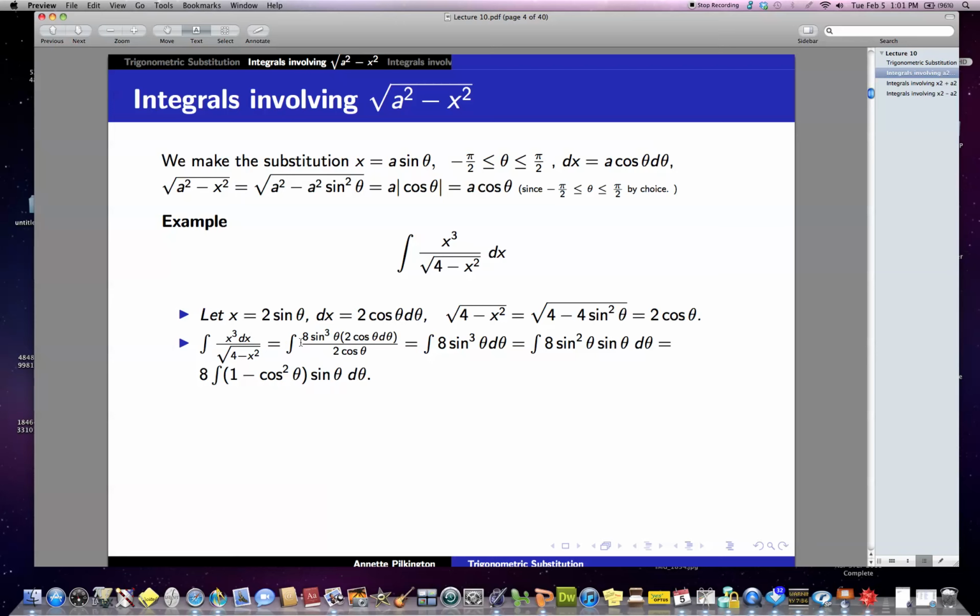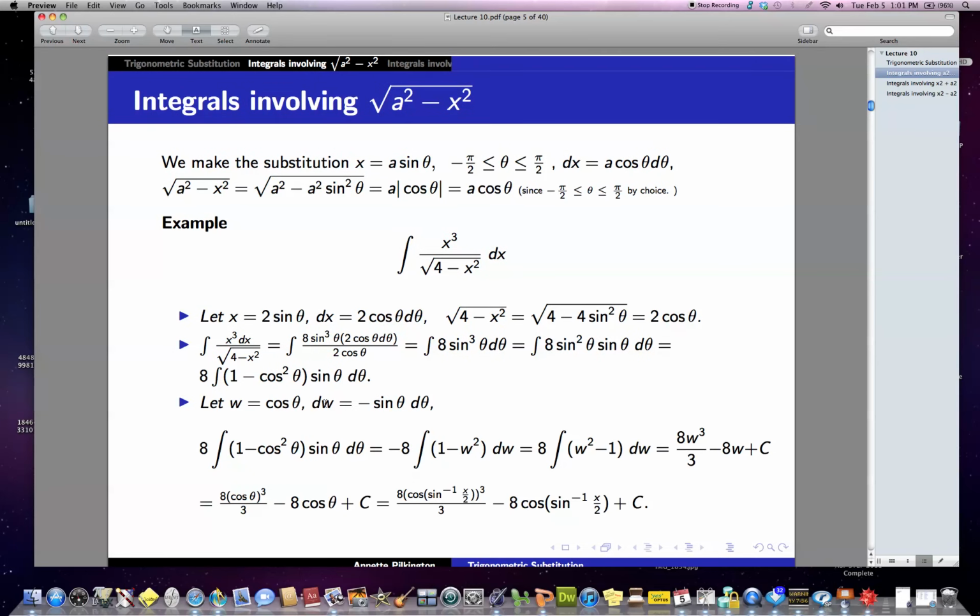And I get my integral is 8 times sine cubed theta times dx, which is 2 times cosine theta d theta, over 2 times cosine theta. The 2 times cosine thetas cancel, and I'm left with 8 times the integral of sine cubed. Then I can use my substitution, and I end up with an integral of the form, the answer becomes 8 times cosine theta cubed over 3 minus 8 times cosine theta.